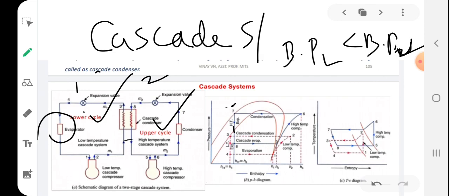So the cascade system helps to attain a very low temperature in the evaporator. With this, I am stopping this session, and we have completed the multiple advanced vapor compression systems.